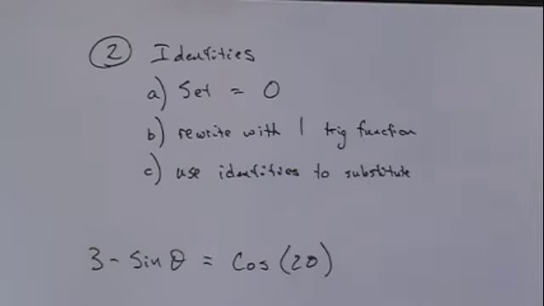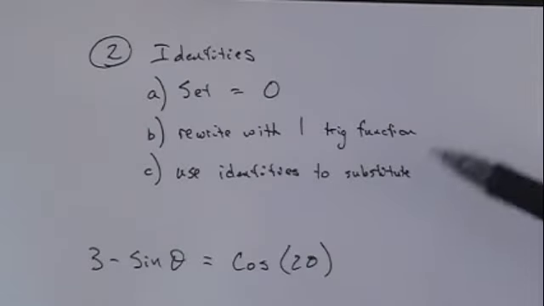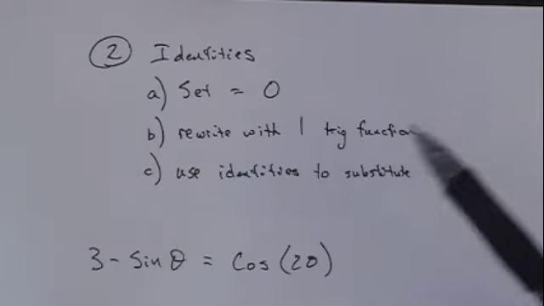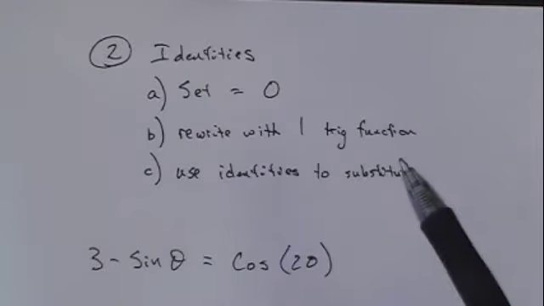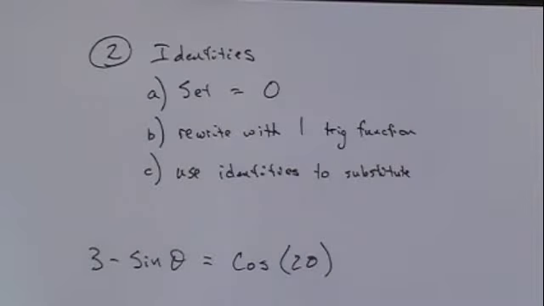So in that last example, we used identities as part of solving that as well. Again, we set it equal to 0, and when we're talking about rewriting with one trig function, that'll typically be either sine or cosine. But we want to rewrite these if possible with one trig function, or at least separate our quantities so that we only have one trig function in each quantity. And we're going to use identities to do substitution to be able to help us solve those.